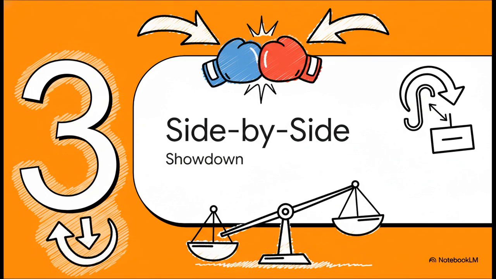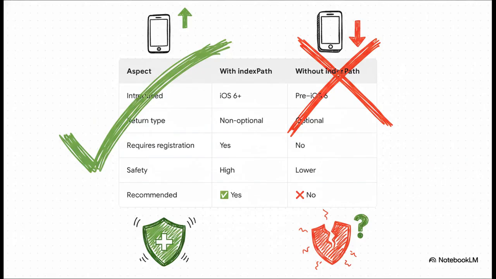All right, we've met our two contenders, so let's put them right next to each other, head to head, and make it super clear why one is the champion and the other belongs in a museum. When you see it all laid out like this, it's not even a fair fight. The modern way, the one with indexPath, gives you a non-optional return type for high safety. Yeah, you have to register the cell first, but that's a tiny one-line setup that saves you from a whole category of crashes. The legacy method is just risky. It's a relic. The choice is a no-brainer.